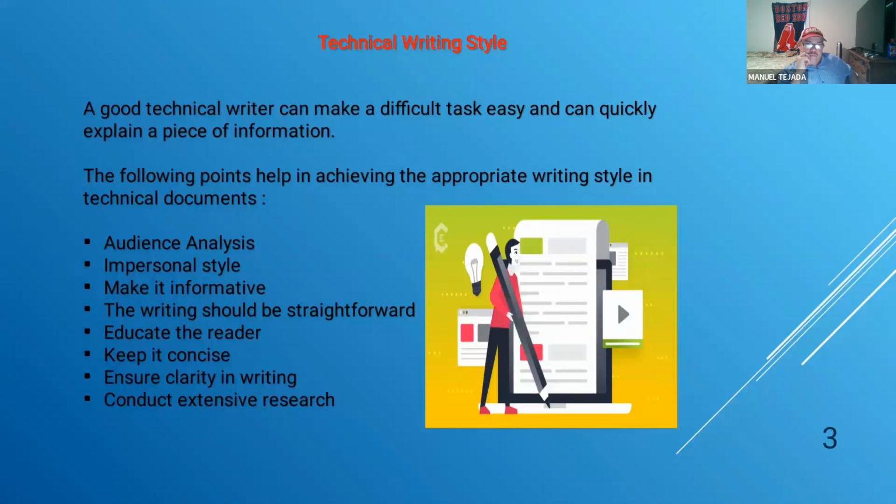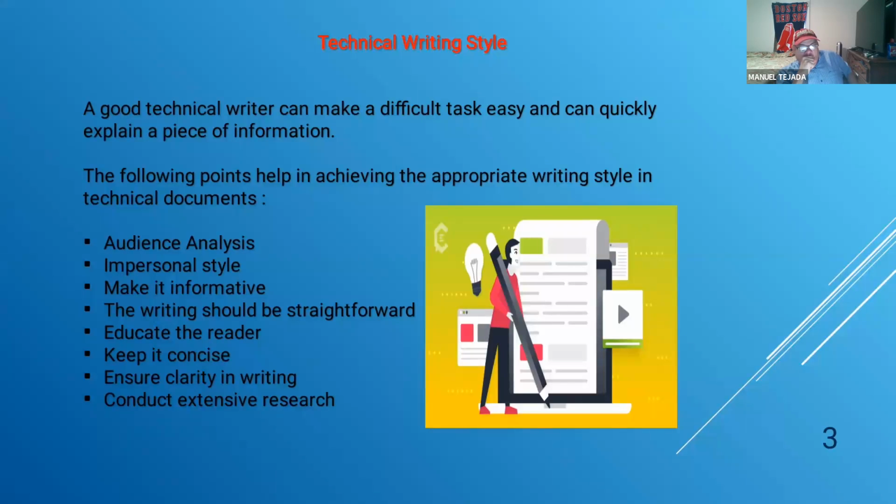Next is make it informative. So, you should try and make your piece of technical writing a very informative one, and the technical writing should not aim to argue or entertain. The purpose of technical writing is just straightforward, providing information. So the focus should lie on detailing and imparting facts to the reader.